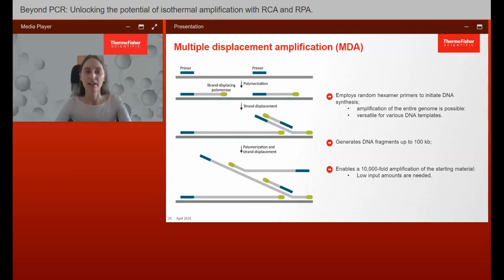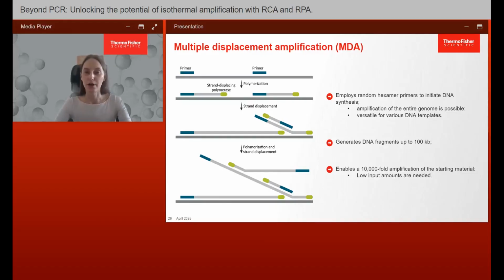And now I would like to jump a little bit to another topic and explain how multiple displacement amplification can be used to amplify whole genomes. So MDA is used to amplify DNA non-specifically, and it follows the same principles as we have already discussed for the MP-RCA reaction. So it uses the same strand displacing polymerases, it uses random primers, and it uses the same mechanism.